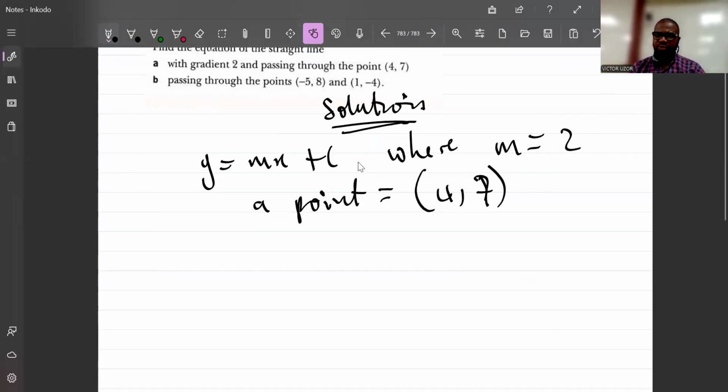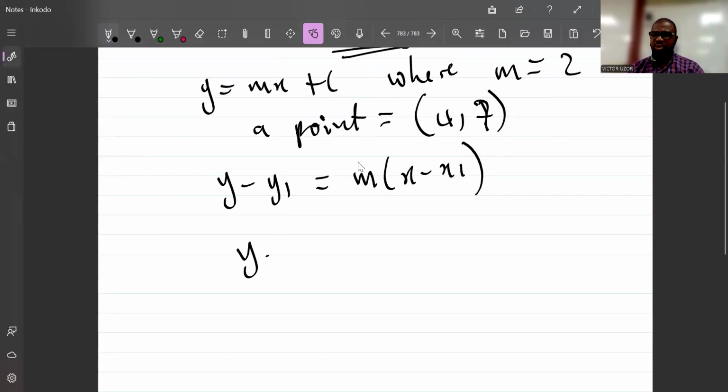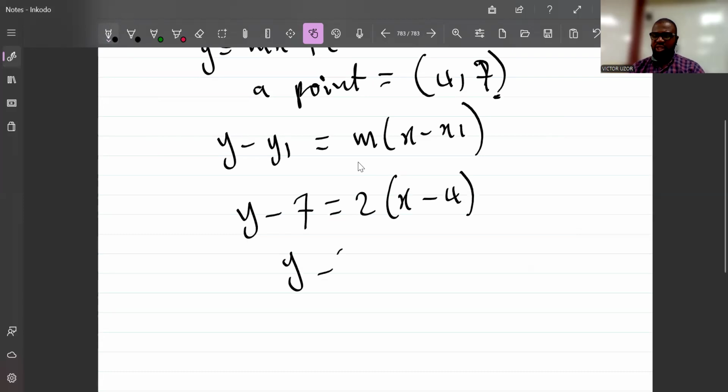Remember the one point formula says y minus y1 is equal to m in bracket x minus x1. So if I apply the formula, y1 in this point is 7. So y minus 7 is equal to m, which is 2, in bracket x minus 4. Then you simplify it: y minus 7 is equal to 2x minus 8.